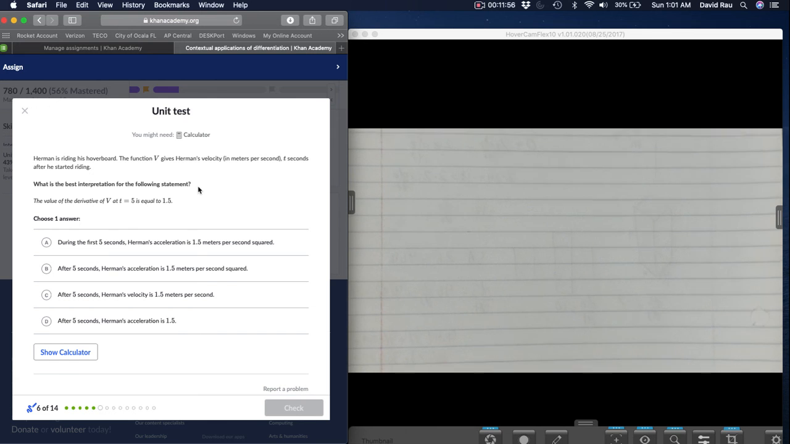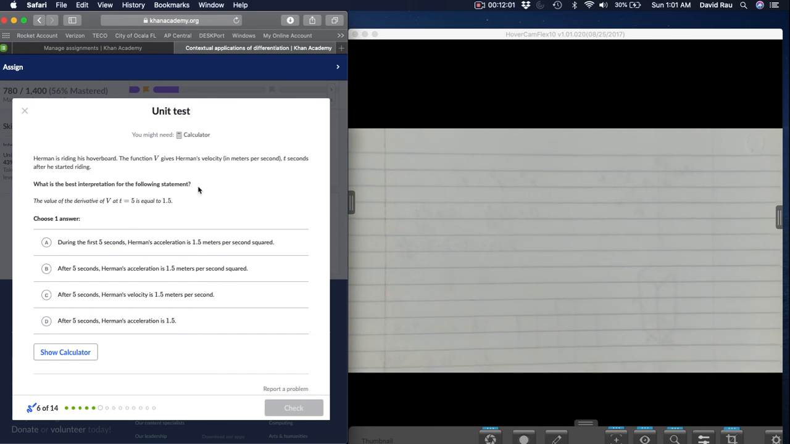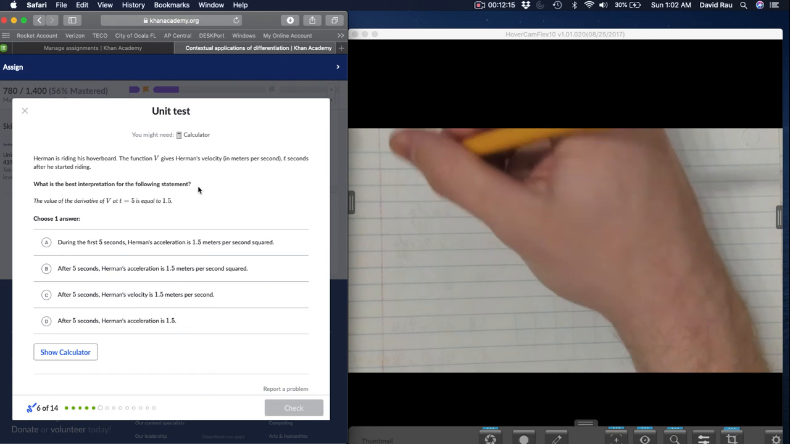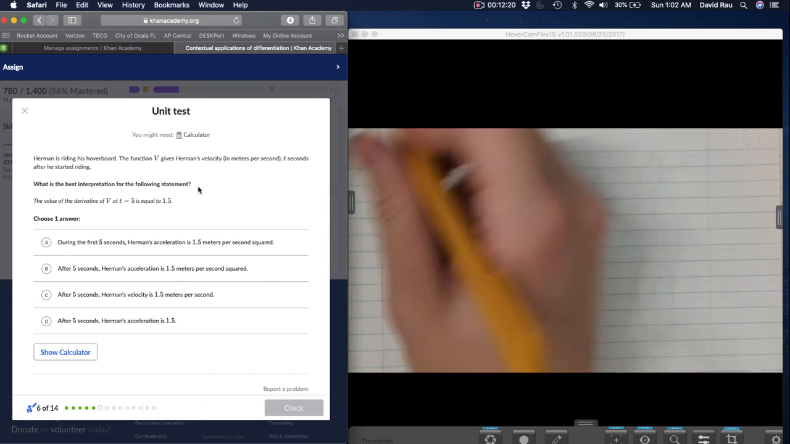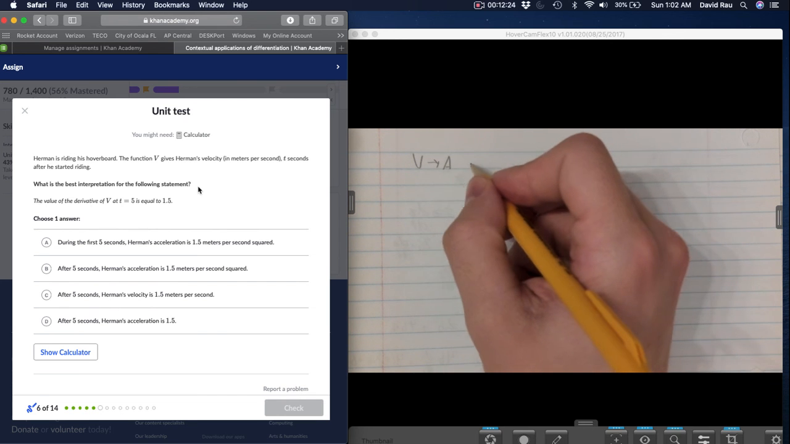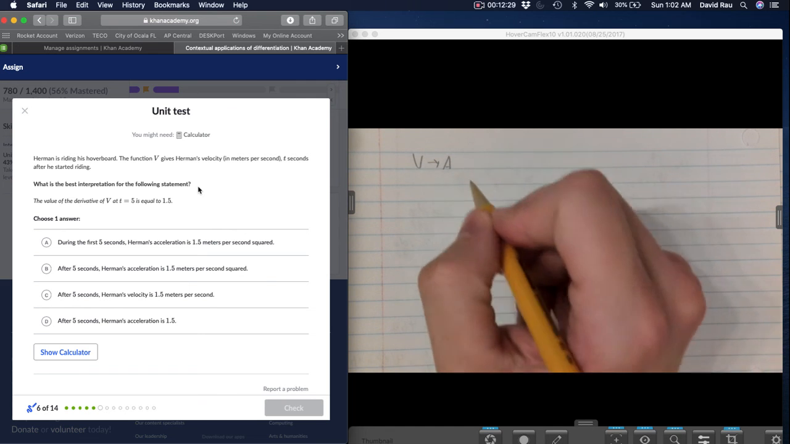Herman is riding his hoverboard. Look at him trying to be hip with the kids. The function v gives Herman's velocity t seconds after he starts riding. What is the best interpretation for the following statement? The value of the derivative of v at t equals 5 is equal to 1.5. So if we derive v, remember what I just said, v derives to acceleration. So the value of the derivative at 5 is actually telling you the acceleration at 5. And again, notice it's the acceleration at 5.